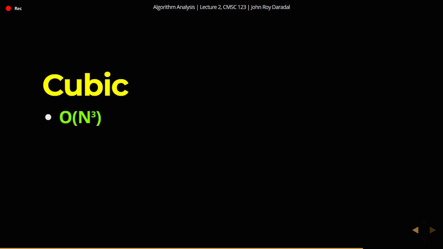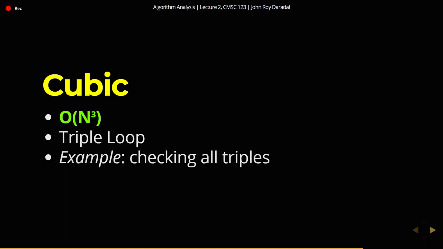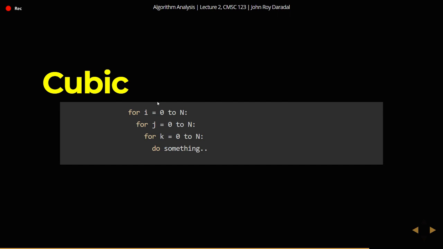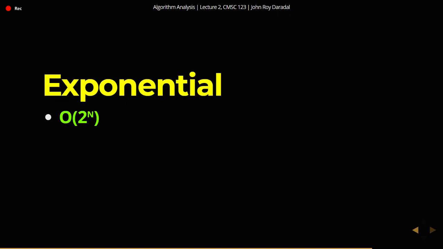Okay. We also have the cubic running time, which is n cubed, and you usually see this in triple for loops, like checking all triples. So similar sa example earlier, for i from 0 to n, for j from 0 to n, for k from 0 to n. So you have 3 levels of loops nested within each other. And finally, the worst of them all is the exponential, which is O of 2 raised to n.